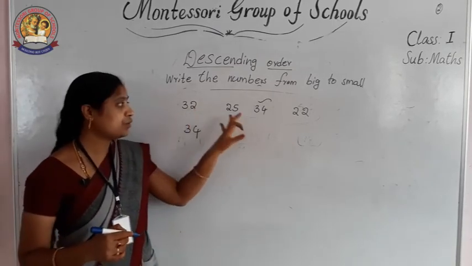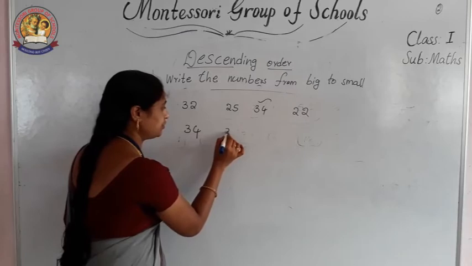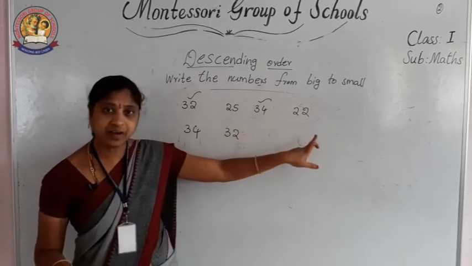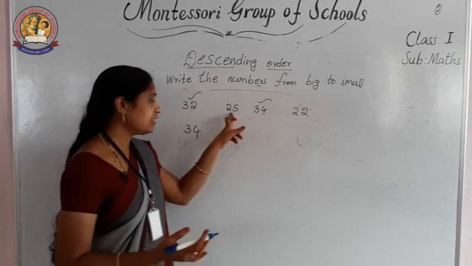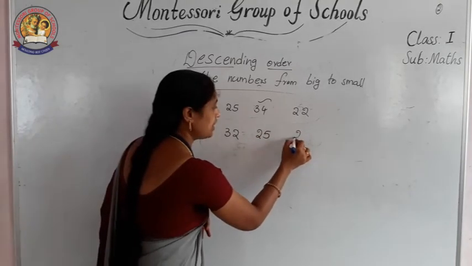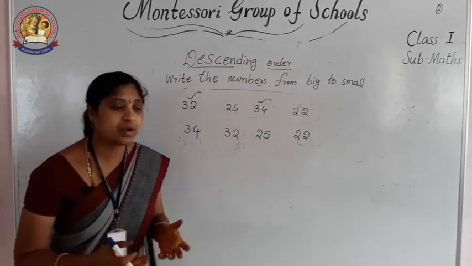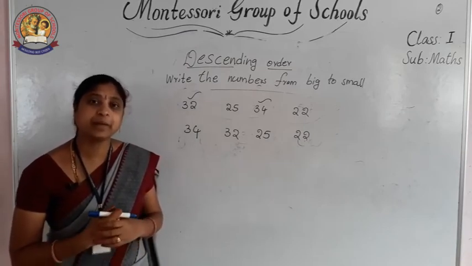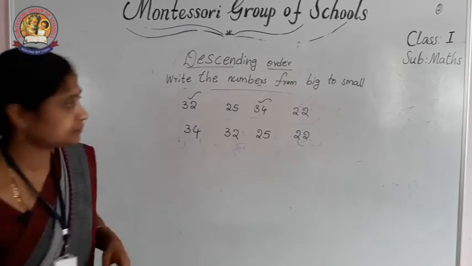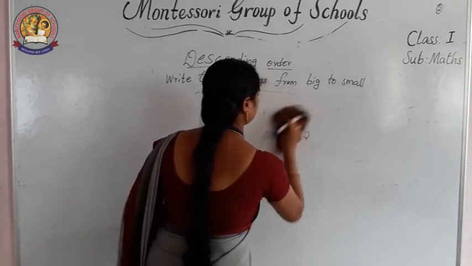Next, 32, 25, 22. Which is the bigger? Yeah, 32. Right here, 32. Next, 25, 22. Which is the bigger? Yeah, 25. Right here, 25. Next one is 22. Okay. See here, descending order means write the numbers from big to small. This order is descending order. Okay. One more example.